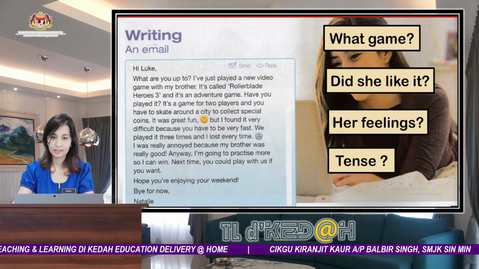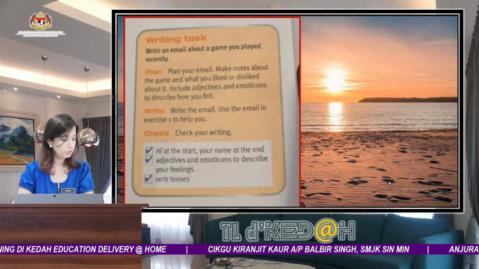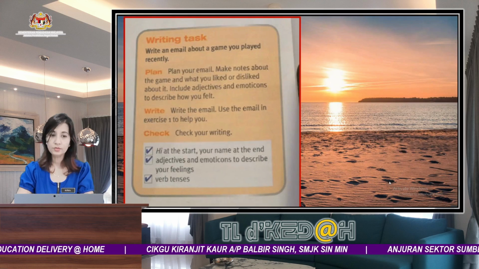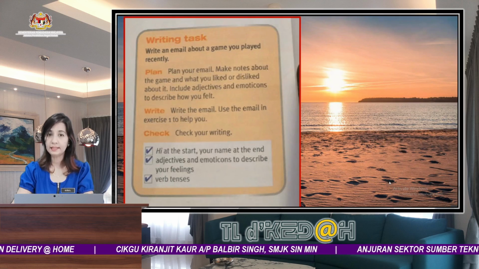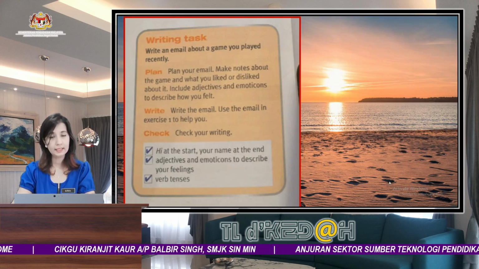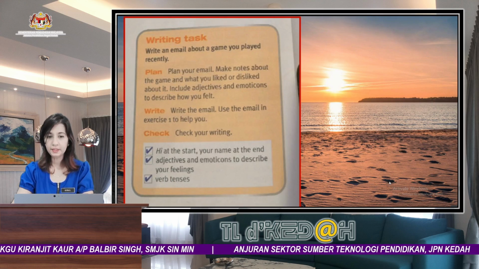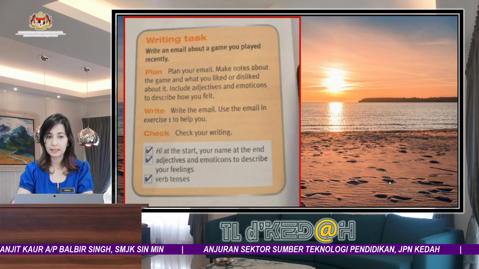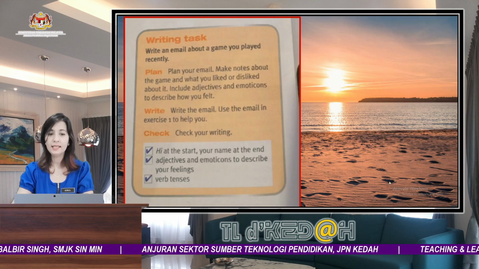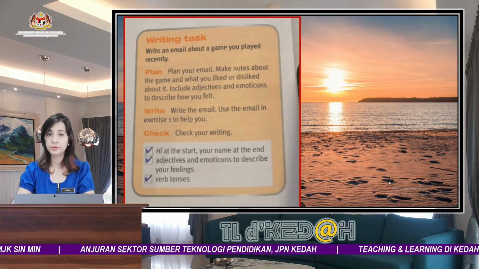Okay, let's look further. So this is the writing task. You can see this on page 92 at the bottom. Writing task: write an email about a game you played recently. A game you played recently, that means it's over. So the planning here, you need to plan your email, make notes about the game, and what you like or dislike about the game. Include adjectives and emoticons to describe how you felt.